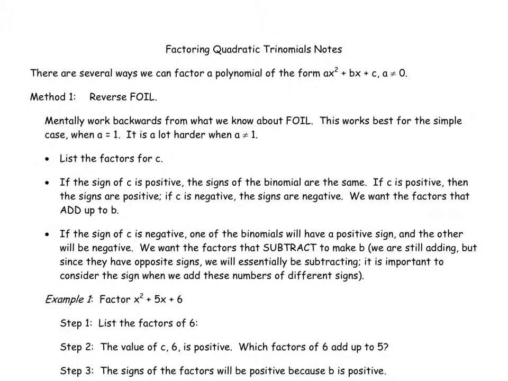So there are several ways that we can factor a polynomial of the form ax squared plus bx plus c. So a is not going to be 0, because if a was 0, then it would not be a quadratic trinomial. It would just be a binomial that would not factor, or it would just have a GCF to pull out. So I'm going to show you several different ways you could do it. You figure out which way you like to do it. There's not really one correct way to factor.